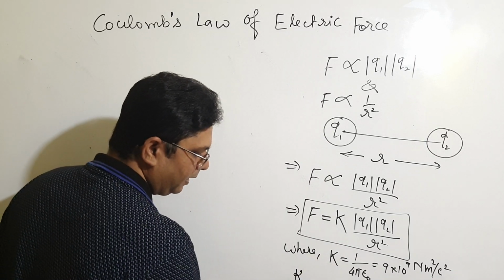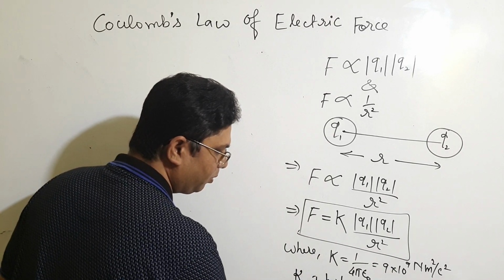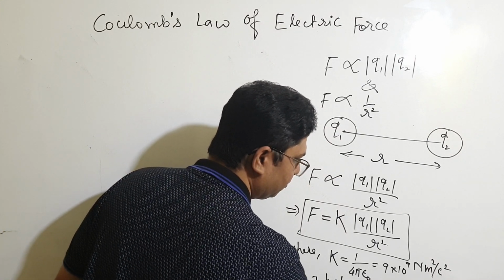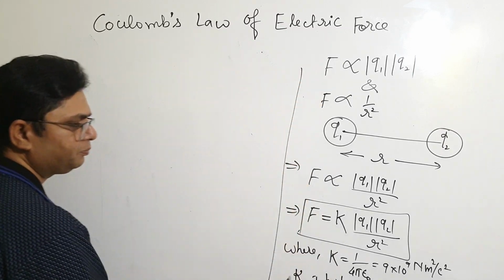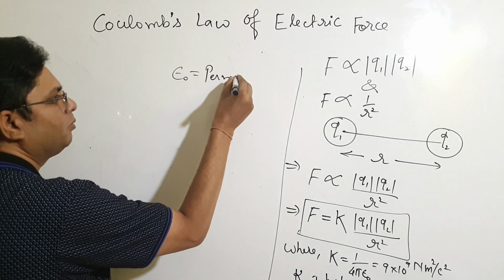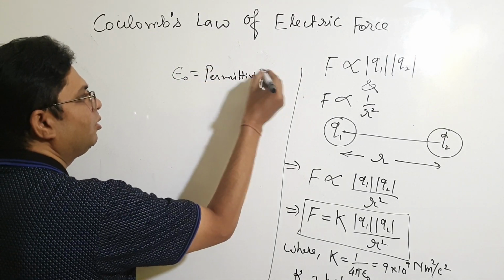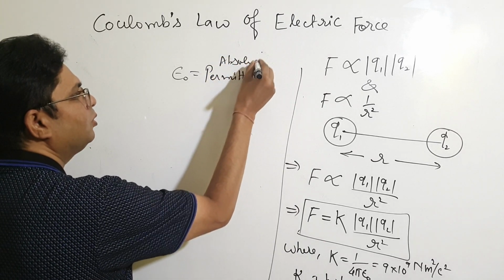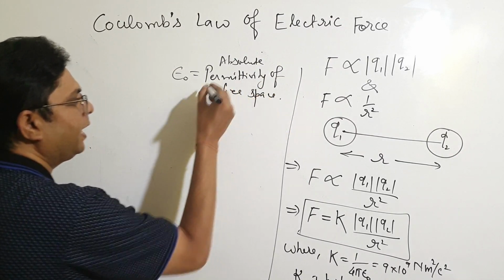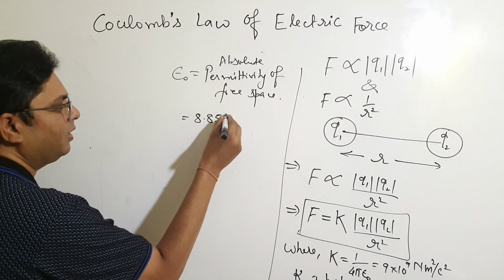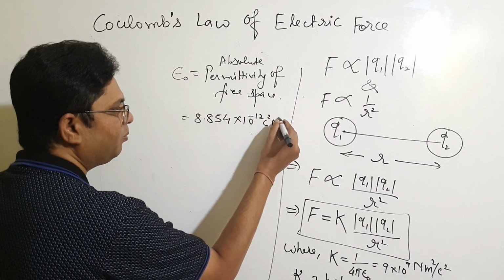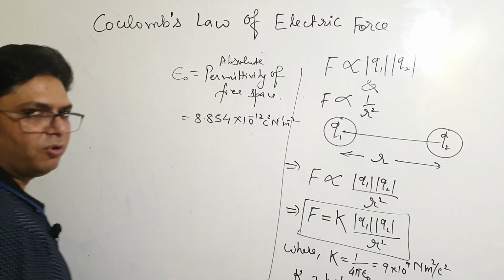K is the proportionality constant and epsilon naught is said to be the permittivity, or absolute permittivity, of free space, and its value is 8.854 into 10 to the power minus 12 Coulomb square per Newton per meter square for vacuum.